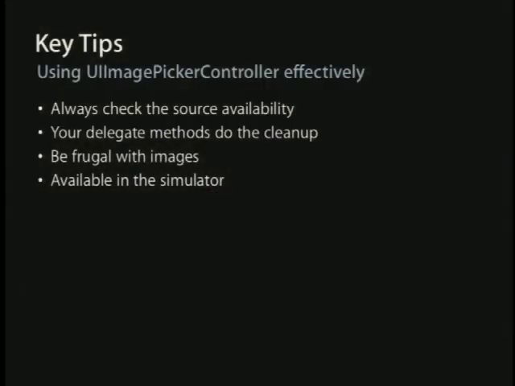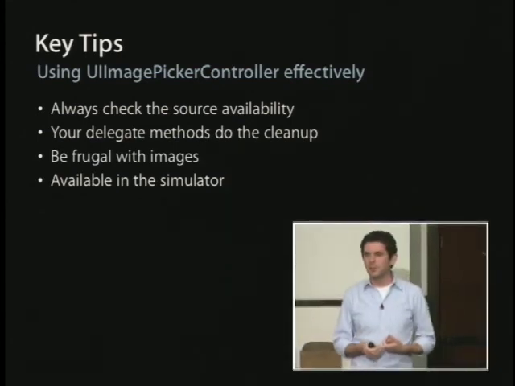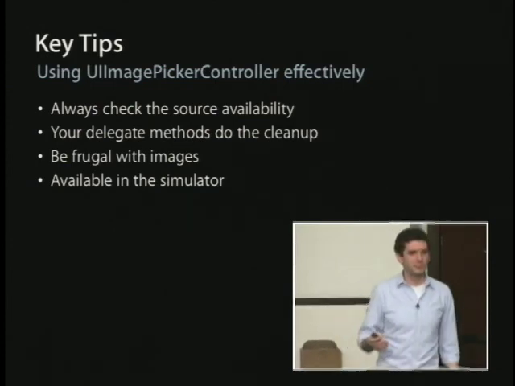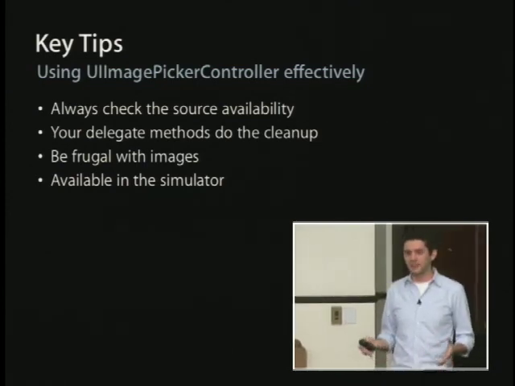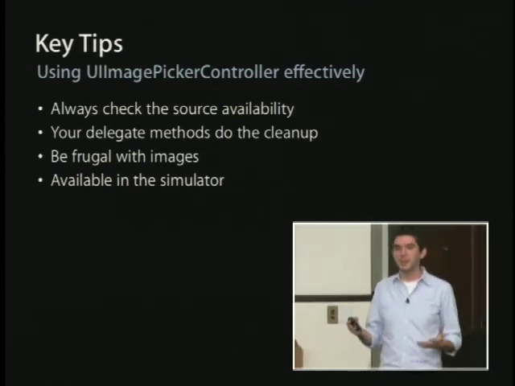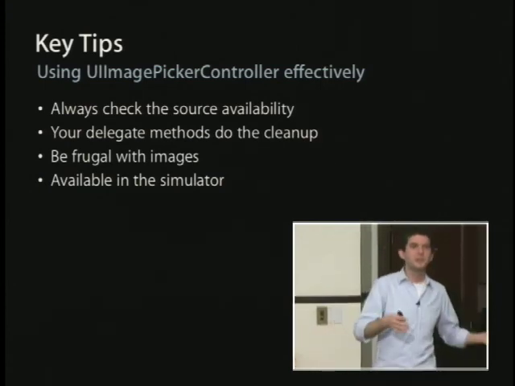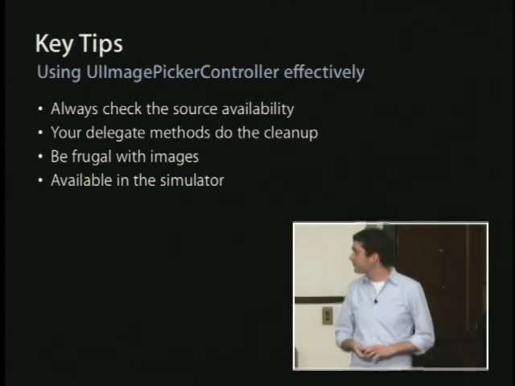All right, so we kind of covered all these points. I just want to put them together in one spot because they're all pretty important. So, using Image Picker Controller effectively. Always check that the source type that you're interested in is available. You don't want to fail to check this and have things just silently fail for the user when they're on an iPod Touch. If part of your application is, it's super important that you have a camera because your app just can't work without it, check the source availability first and notify the user gracefully that it's not going to work on this device if they're on an iPod Touch.